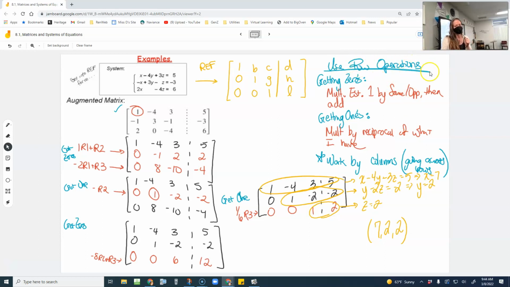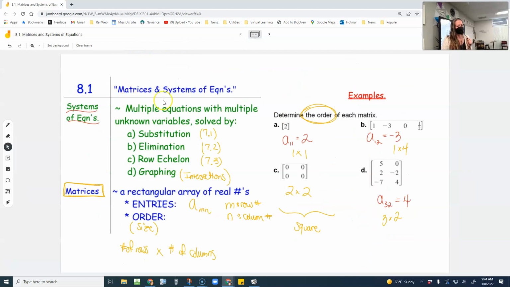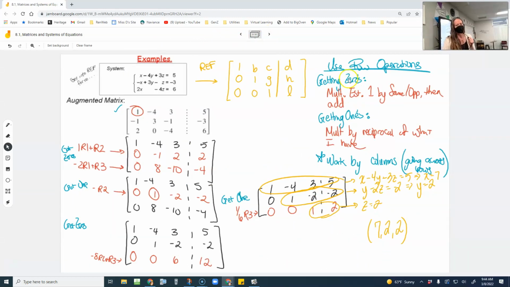But coming back, what are row operations? When did you guys first see them? What section? You saw them in 7.2, and now you are needing to use them yet again in 8.1. Because technically all along I was getting you ready for matrices whenever we called them row operations. We can get zeros by the system. The system says multiply the row with the established one by the same but opposite of whatever you're trying to eliminate, whatever you're trying to make zero, then add. The system says to get a 1, you multiply by the reciprocal of what you have that you're trying to get rid of. And the system says work by columns, going across rows but getting each column established first.